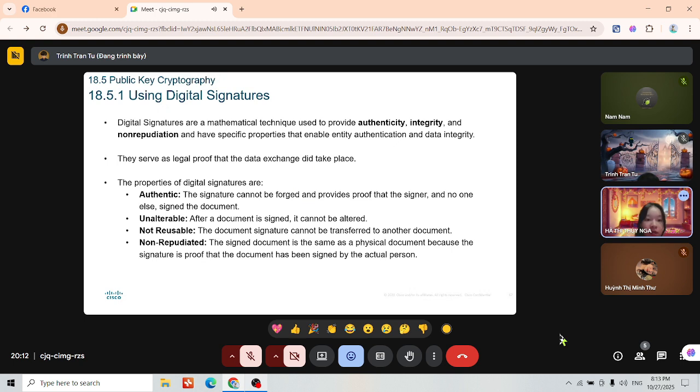The properties of a digital signature are: Authentic. The signature cannot be forged and provides proof that the signer and no one else signed the document. Unalterable. After a document is signed, it cannot be altered. Not reusable. The document's signature cannot be transferred to another document. Non-repudiated. The signed document is the same as a physical document because the signature is proof that the document has been signed by the actual person.